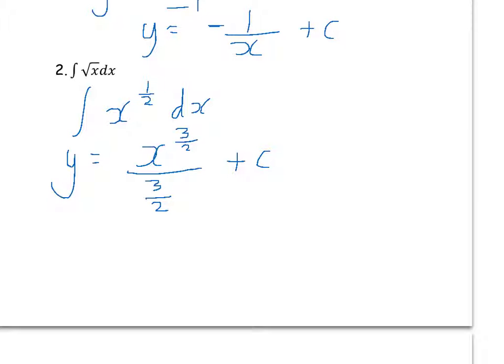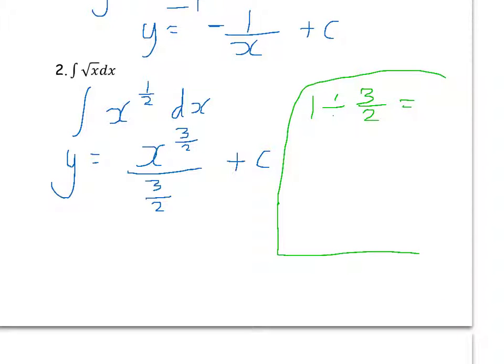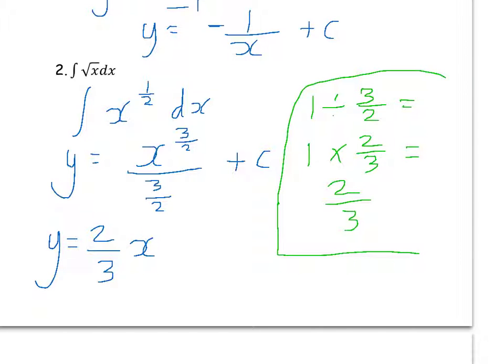Now we're just going to do a little bit of extra maths at the side, because we want to tidy up this part here. 1 over 3 over 2 is not a very mathematically correct way of writing things. What we're actually doing is 1 divided by 3 over 2. And you should remember from your GCSE studies that dividing by 3 over 2 is the same as multiplying by 2 over 3. So 1 times 2 over 3 becomes 2 over 3. So we can rewrite what we've just written as y equals 2/3 x to the power of 3 over 2 plus c.